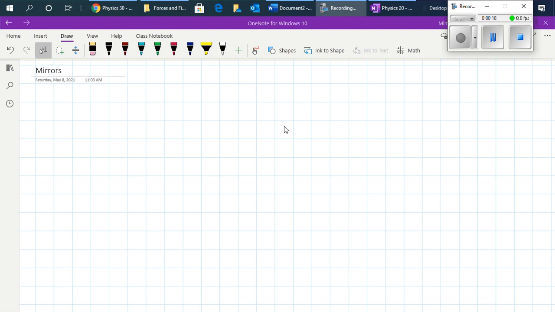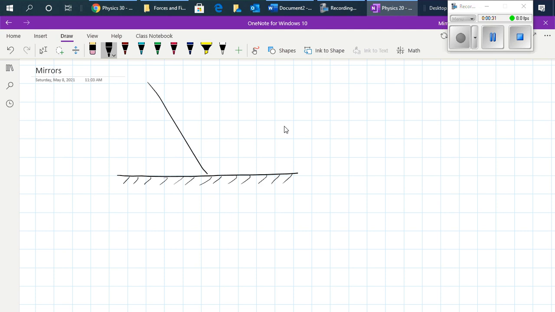When we had a plane mirror, like this one here, we said that the law of reflection is that the incident angle is the same as the reflected angle. This is the incident angle, and this is the reflected angle. And those are measured from the perpendicular to the surface. With spherical mirrors, we will use the same thing.